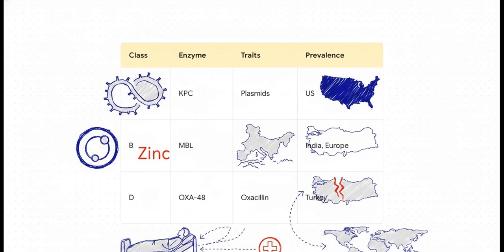Next is Class B, the metallo-beta-lactamases, or MBLs. These are fascinating because they are zinc-dependent, and they are predominant in regions like India, Pakistan, and Eastern Europe. Finally, we have Class D, specifically the OXA-48 types, which preferentially hydrolyze oxacillin, and are most common in Turkey and Mediterranean countries. Now, why does this geography matter for the patient right in front of you? Because international travel and medical tourism mean a patient returning from abroad can easily bring a highly resistant Class B or D pathogen directly into your local hospital network.